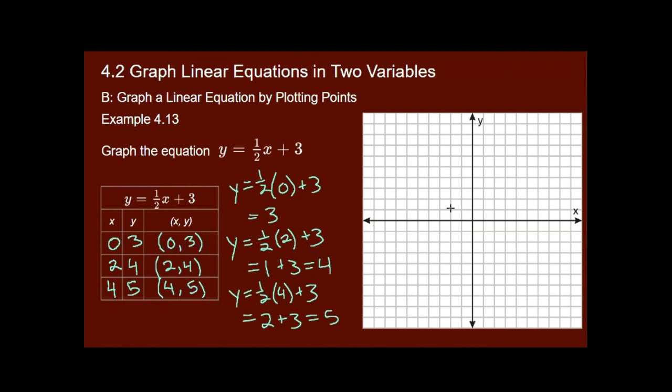So we have 0, 3. 0, 1, 2, 3. The point right there. And then we have 2, 4. 1, 2, 1, 2, 3, 4. Put it in there. Make these a little bigger. And 4, 5. 1, 2, 3, 4. 1, 2, 3, 4, 5. Here's our next point.